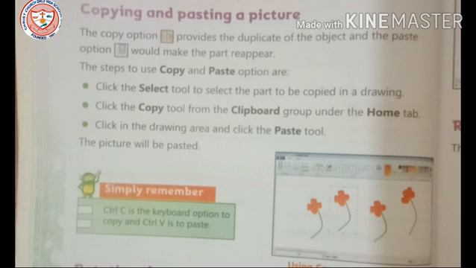Click in the drawing area, and click the paste tool, and the drawing has been pasted. So the steps to use copy and paste options are: click the select tool to select the part to be copied in a drawing. Click the copy tool from the clipboard group under the home tab. Click in the drawing area and click the paste tool. The picture will be pasted.